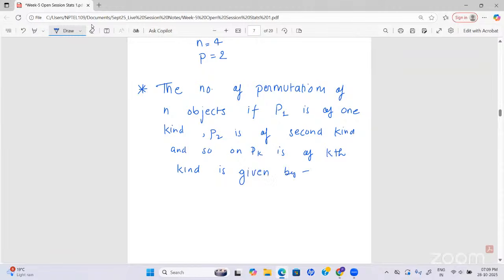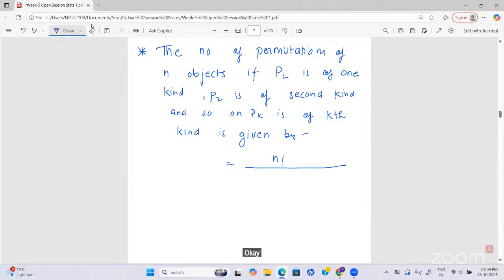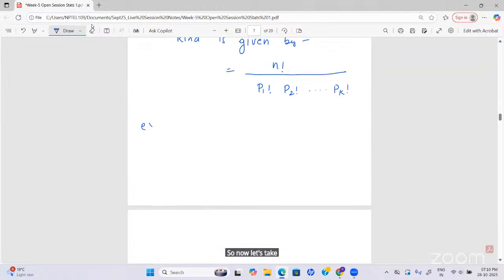then what you have to do, you have n number of items in total, which is n factorial. Then you have to divide by p1 factorial into p2 factorial up to pk factorial. Now let's take an example for it. You have the word statistics.